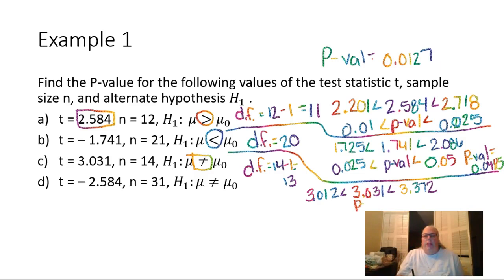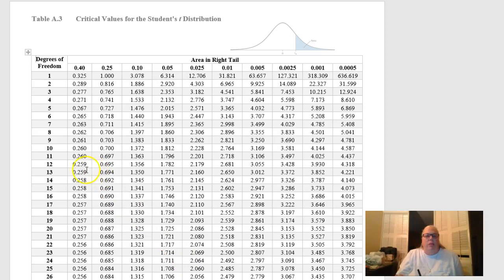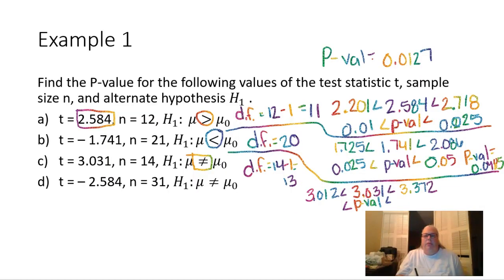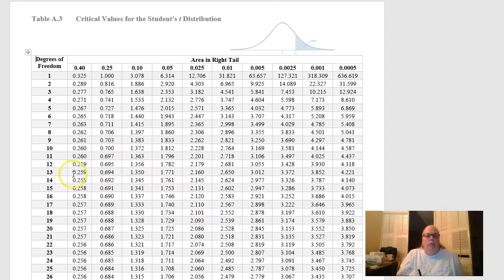All right, let's see what this is going to do to my p-value. 3.012, the p-value that goes with that is going to be right here, 0.005. And then 3.372, also on line 13, 0.0025.